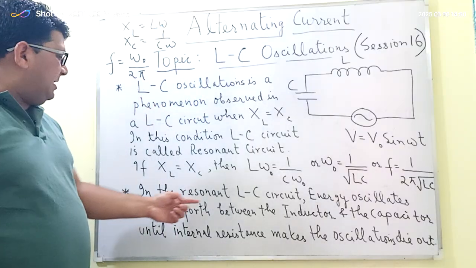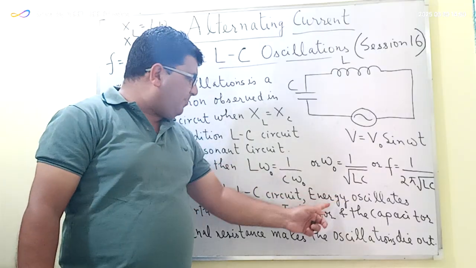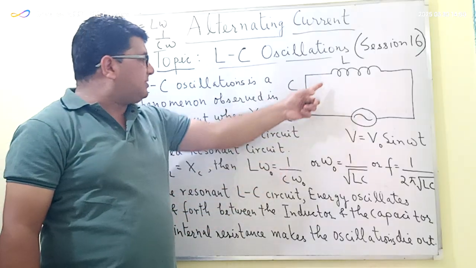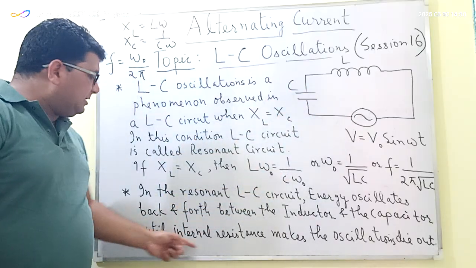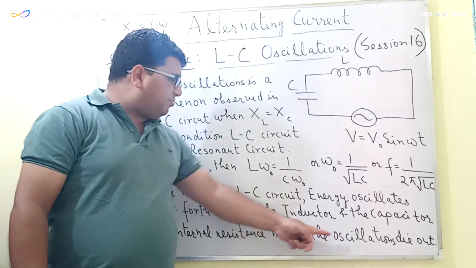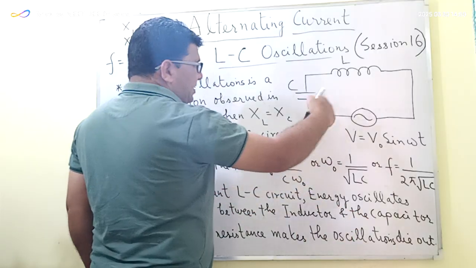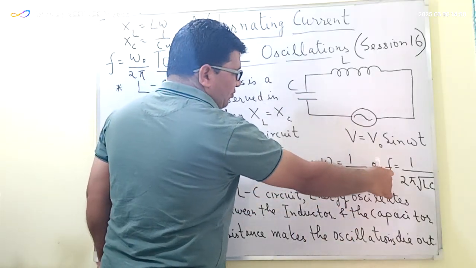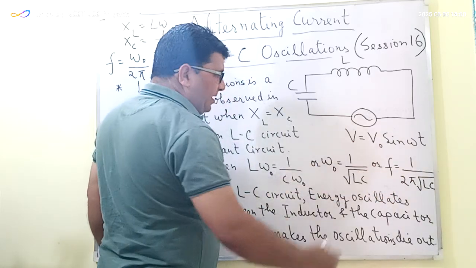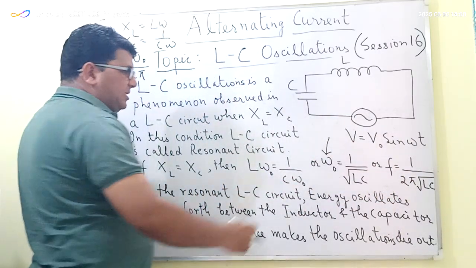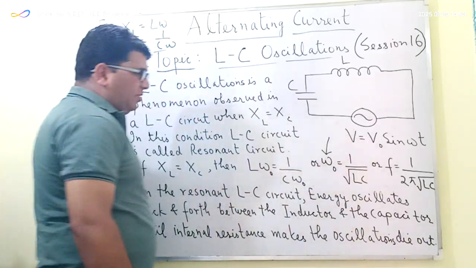So in the resonant LC circuit, the energy oscillates back and forth between the inductor and the capacitor until the internal resistance makes the oscillation die out. And the oscillation frequency is given by this formula, that is F is equal to 1 upon 2 pi under root LC, and the natural frequency is given by this formula, that is omega naught is equal to 1 upon under root LC.